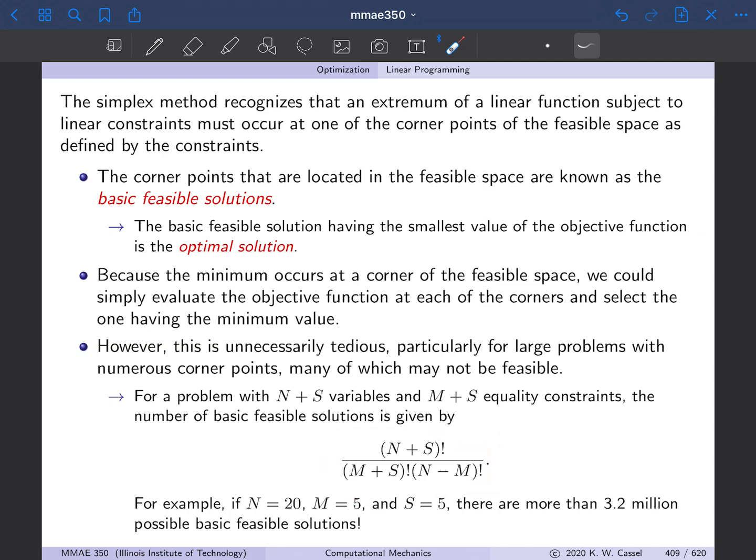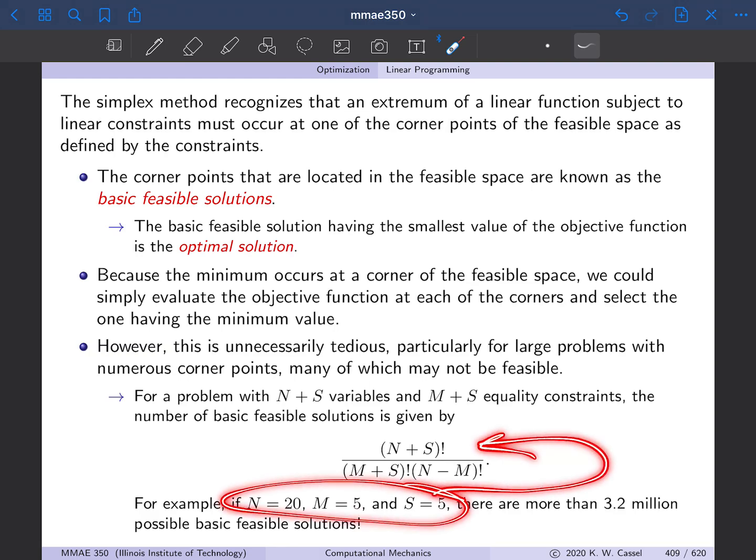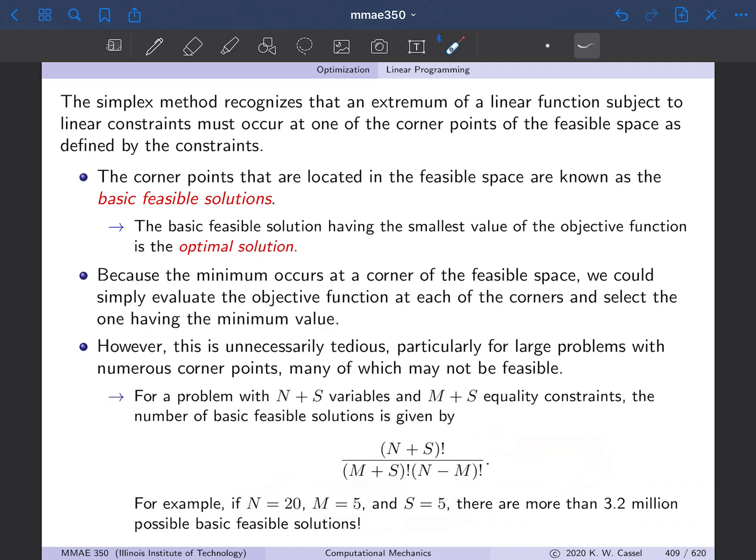So it's (n+s)! over (m+s)! times (n−m)!. Now, that's not very meaningful, but let's just take an example where n is 20, so 20 design variables. We have 5 equality constraints and 5 inequality constraints. So if you put these numbers into this relationship, because of the factorials, remember how those work, you end up getting 3.2 million basic feasible solutions.